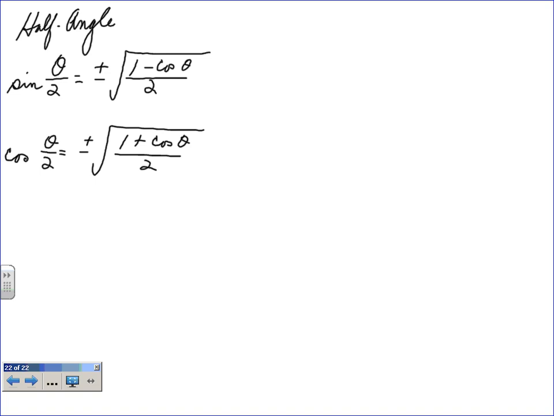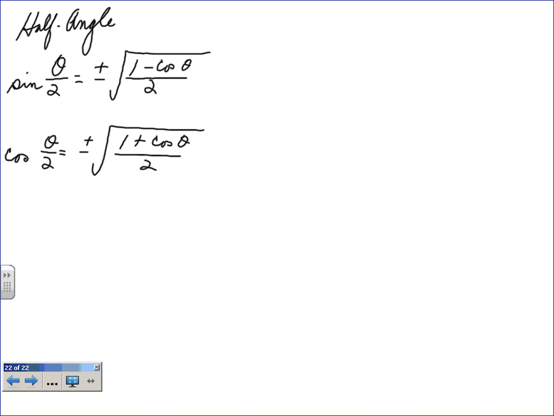How do you commit it to memory? Write it out for each problem. It might seem tedious, but it's going to help you memorize. Yes, sir? Is it supposed to be cosine, or is it supposed to be sine theta? No, that's the way the formulas are. All right, let's see how this works.